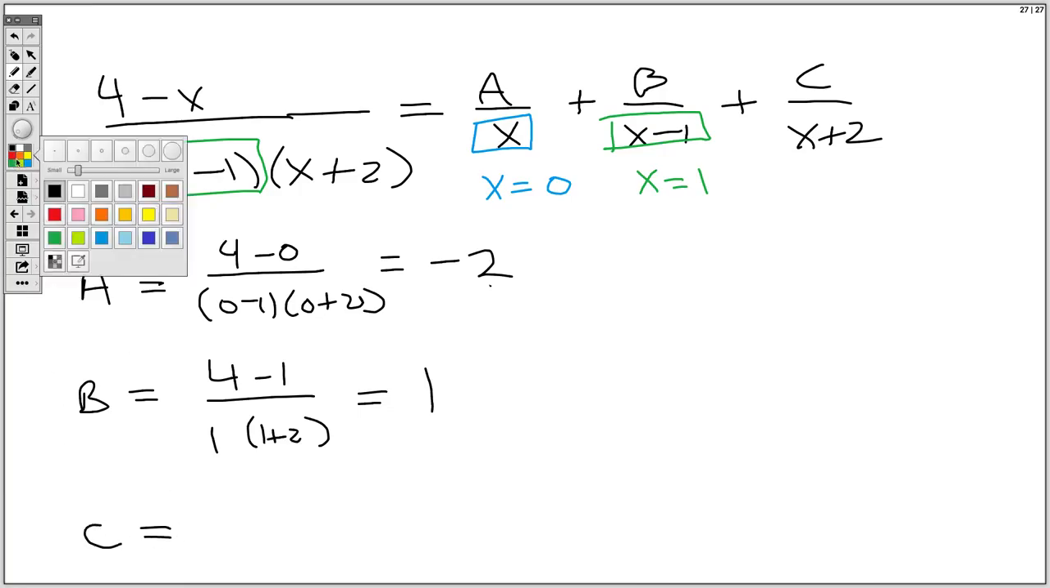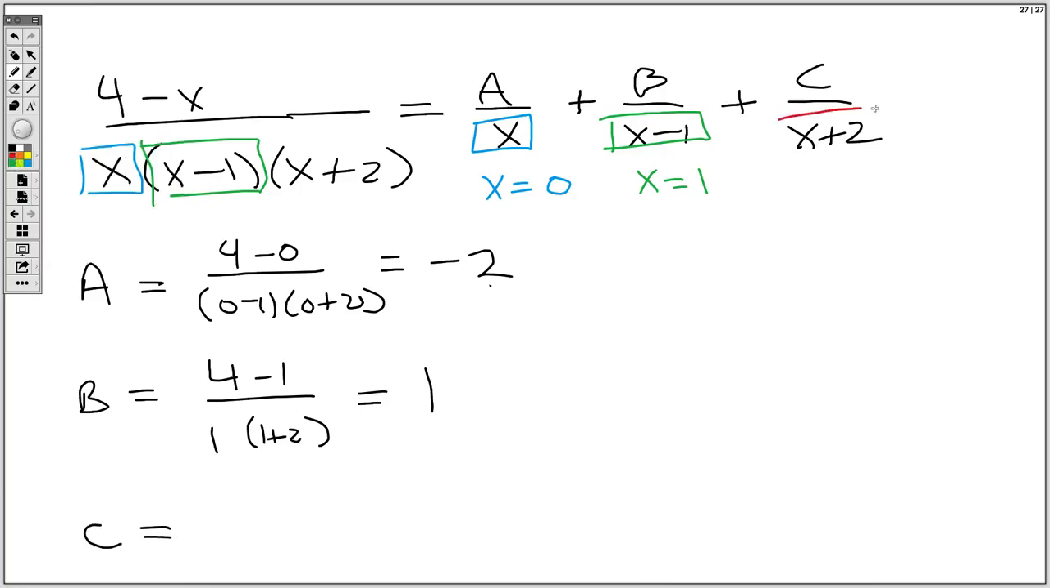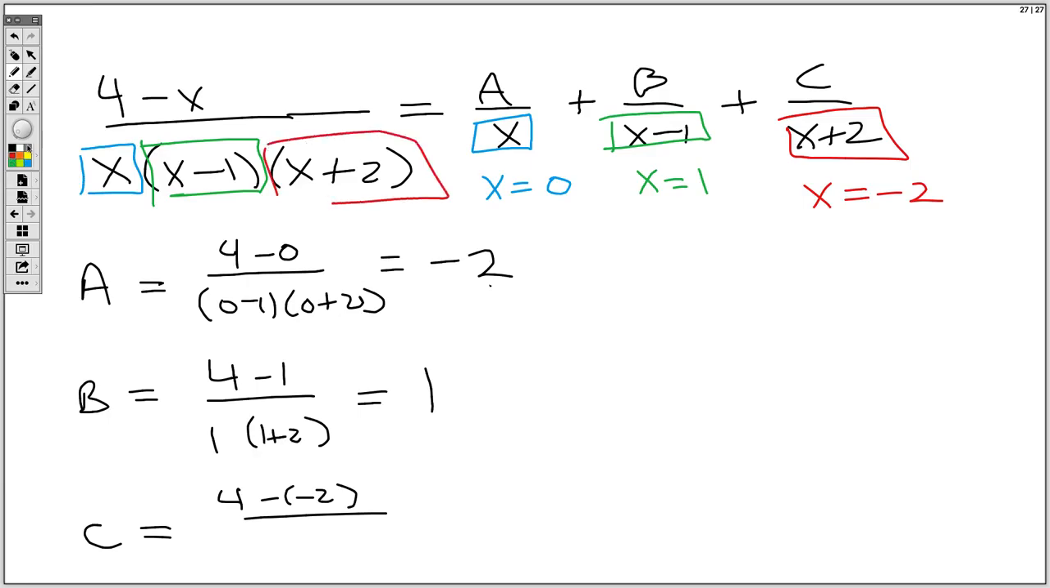What's my C? Plug the negative 2 in, into everything except that x plus 2. Numerator there, I get a positive 6. Denominator there, I get a positive 6. So I get 1.